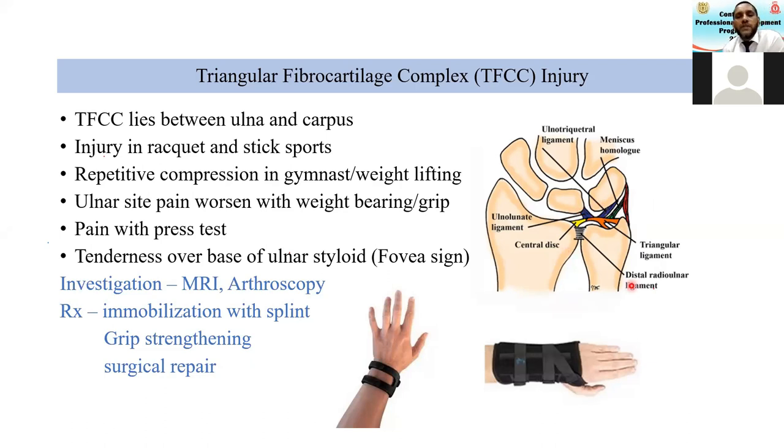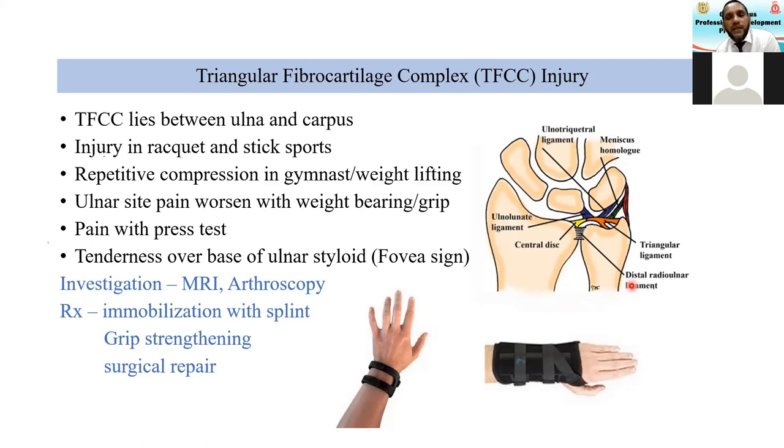Common injuries are in racket sports and stick sports, where it's in the form of acute injury or even overuse conditions. So repetitive compression in gymnasts and weightlifters can cause chronic overuse TFCC injuries. It's ulnar side pain, worse with weight bearing or grip. If you ask the patient to do a press test, to press with the wrist in extension, there will be significant pain, and tenderness at the base of the ulnar styloid, which is called the fovea sign. These are the common features of the TFCC injury.